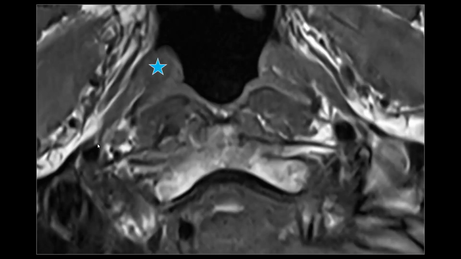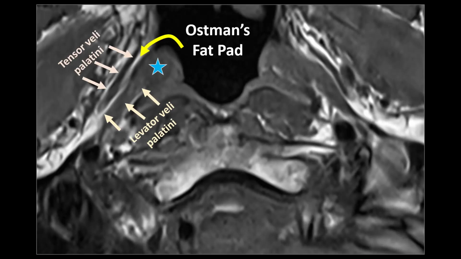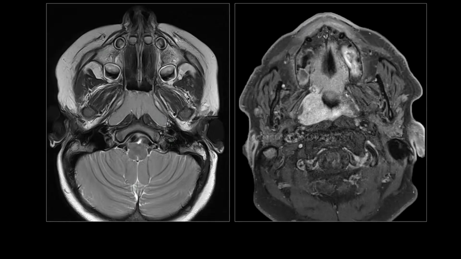We can also recognize that on these axial T1 weighted images. It's T1 hyperintense, so this is fat, and this is called Ostmann's fat patch. And it's something that you can actually recognize if you look for it, despite the fact that it's very thin and very small. It's something that you can consistently recognize on MRI images.